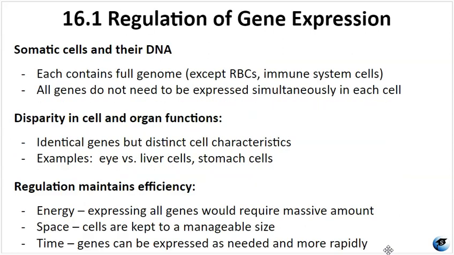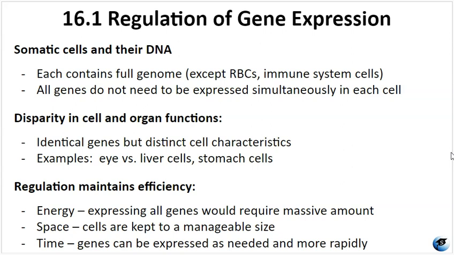Somatic cells in our bodies each carry the complete set of the genome, the genetic information in their DNA, with a few exceptions like red blood cells and some immune system cells, which lack DNA in their mature state. One intriguing aspect of this is that not all genes are expressed in all cells simultaneously, right? So this is what's leading to the disparity that we observe in a cell or in the organ functions. Despite containing identical genes, different cells exhibit different characteristics. For instance, the cells in our eyes are different from the cells in our liver or in our stomach.